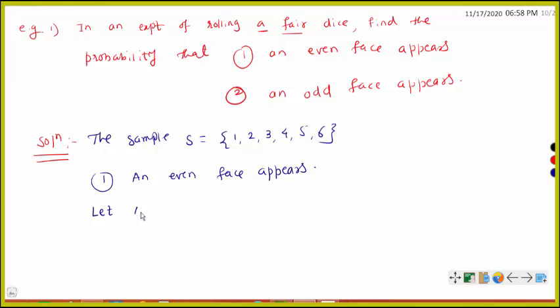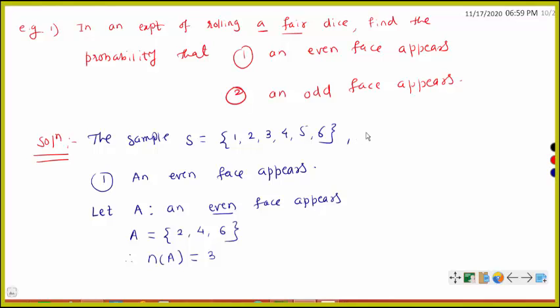Let A be the event that an even face appears on the uppermost face of the dice. How can A happen? Out of these 6 sample points, the even numbers are only 2, 4, 6. Only 3. So the event A can happen in only 3 different ways. The number of possible outcomes is 6, so n of S is equal to 6. Therefore n of A is equal to 3.